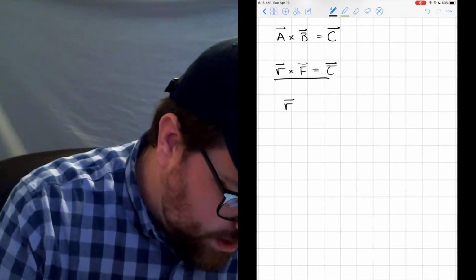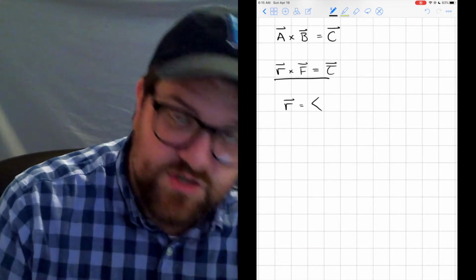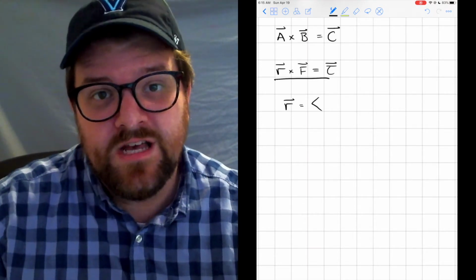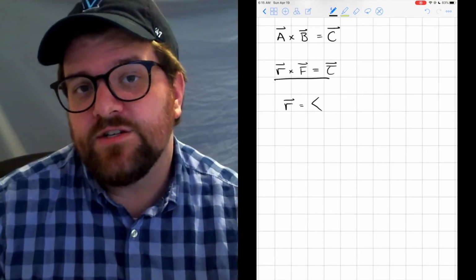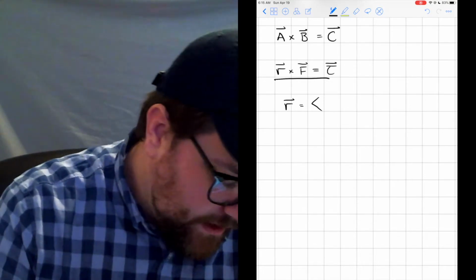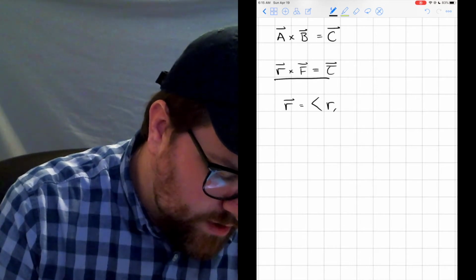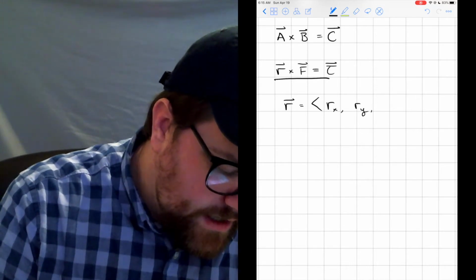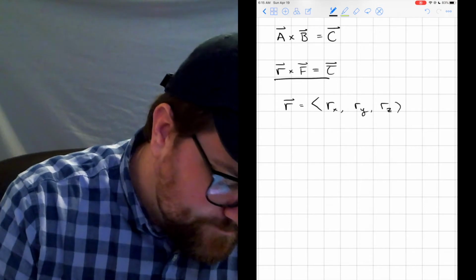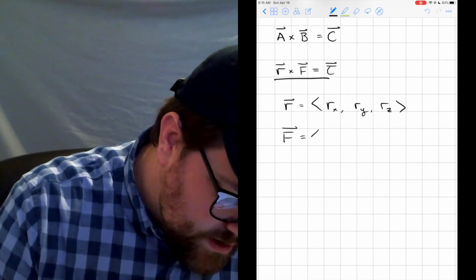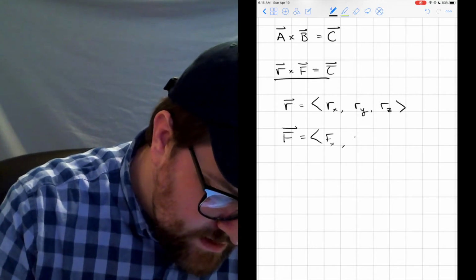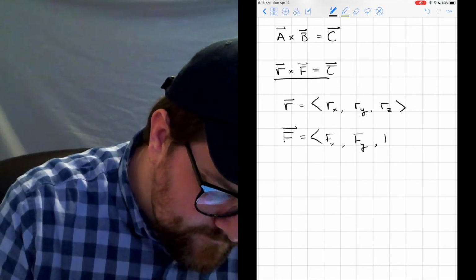If I think about R as a three-dimensional vector, and we do need 3 dimensions, cross products are inherently 3-dimensional. So we're going to say that R is equal to Rx, comma Ry, comma Rz. And then F is going to be similar. I'm going to have Fx, Fy, Fz.